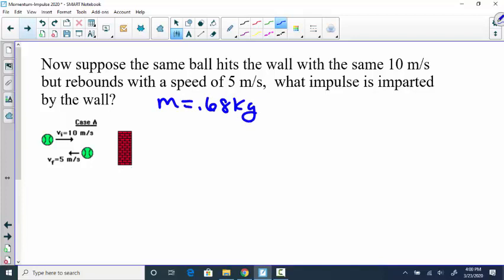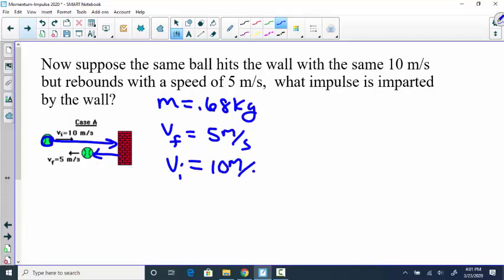Okay? Now, suppose the same ball, so I have the ball that has a mass of 0.68 kilograms, is thrown against the wall. So here's my ball. It's going up against the wall, but it rebounds. So now this time we have a final velocity of 5 meters per second and an initial velocity of 10 meters per second. And we want to know what the impulse is now.